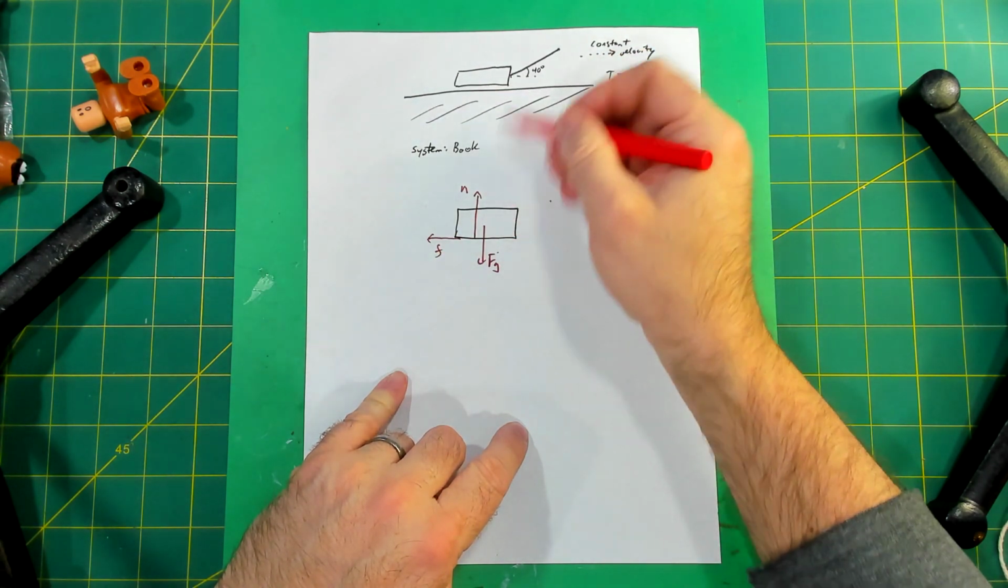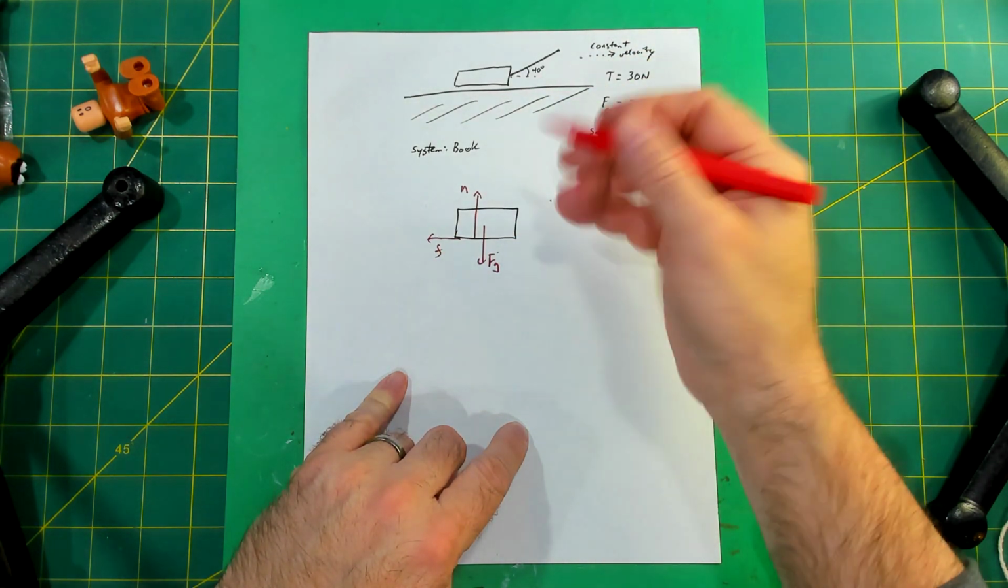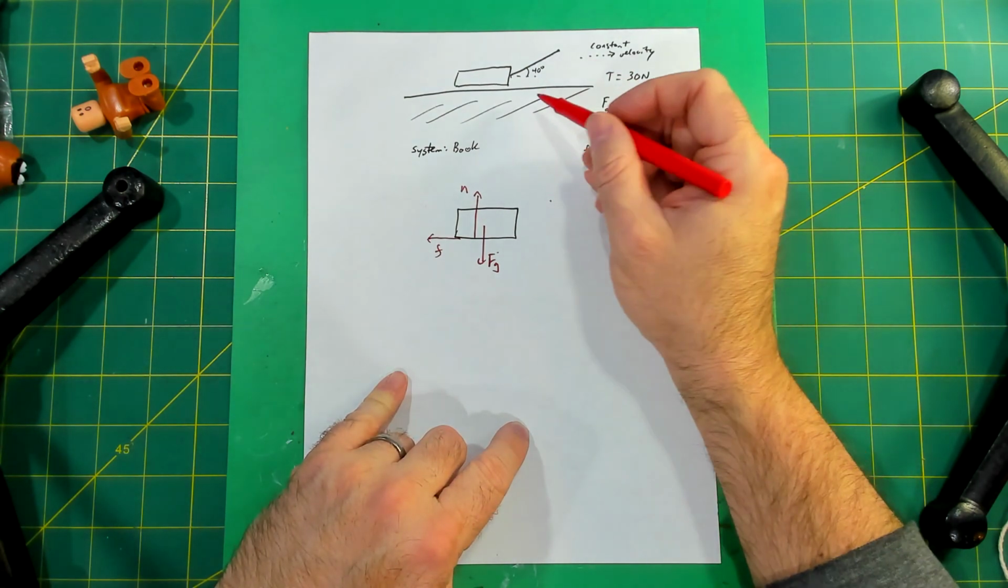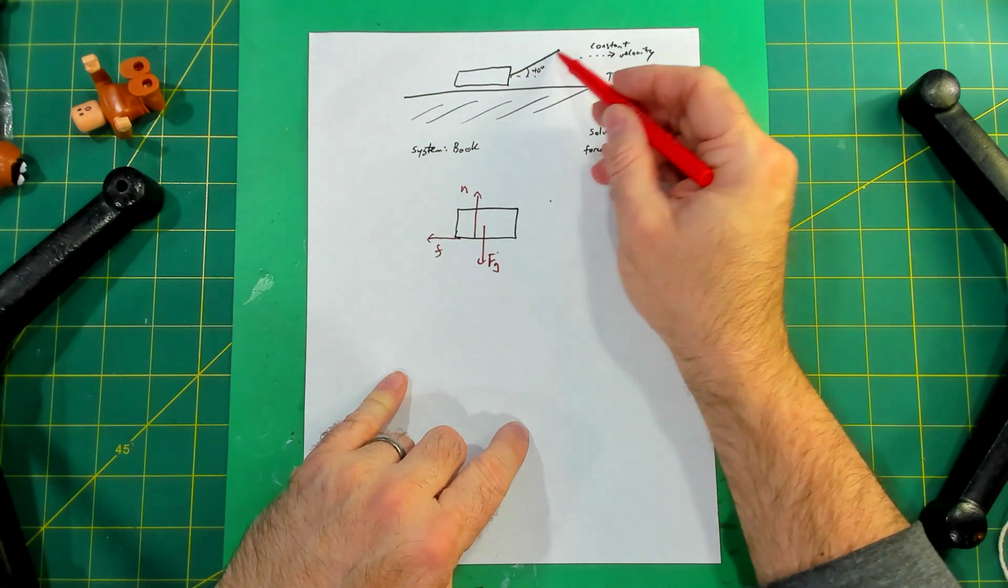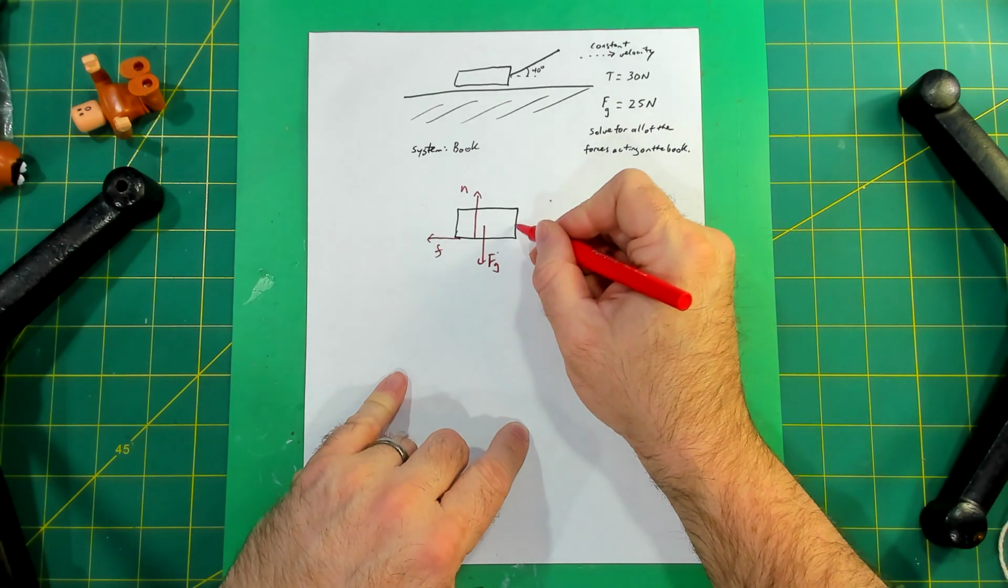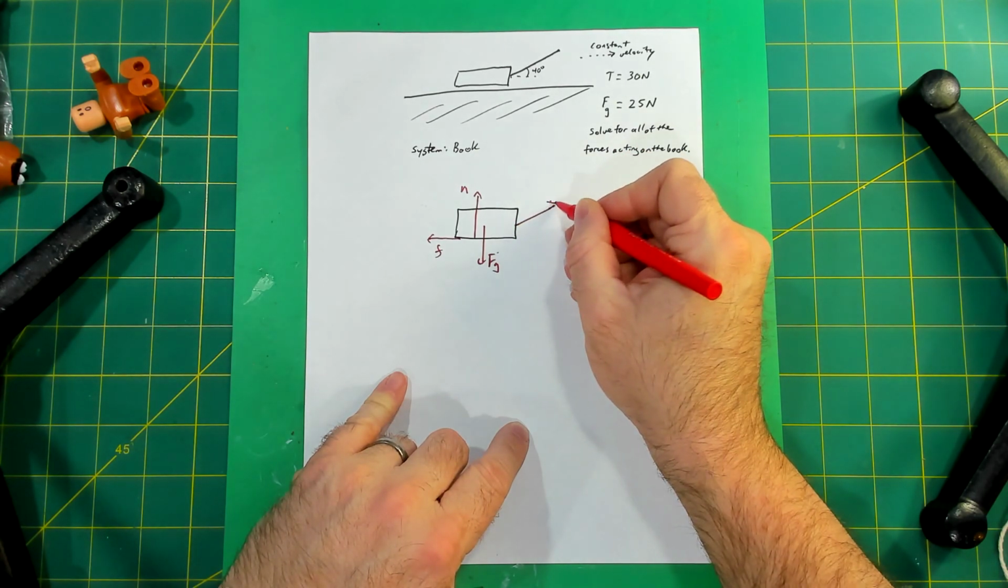The other thing touching my system is the string. Is the string stressed? Sure, so there's a tension. Tensions always go along the string. So this has got to go along the string.